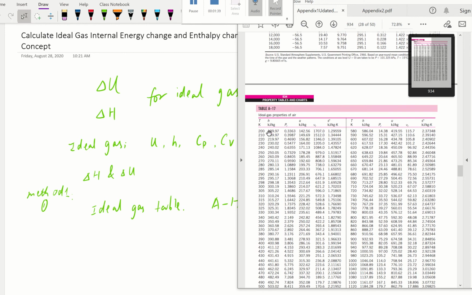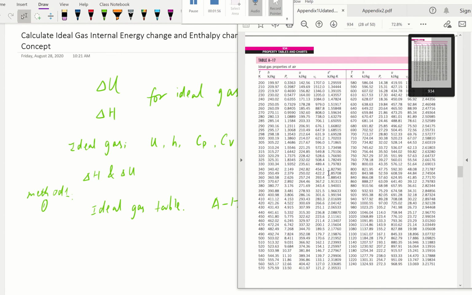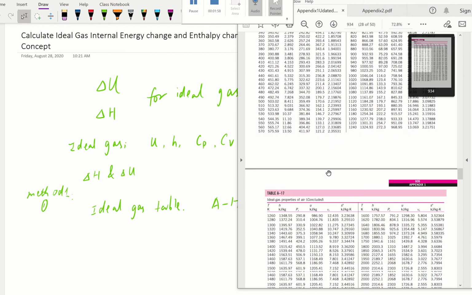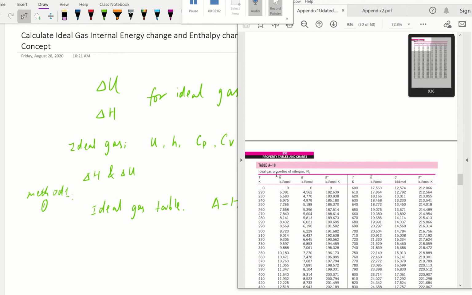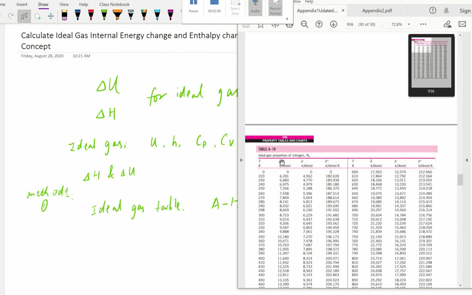In this table, you have only temperature in this column, and H and U depend on the temperature. Then you can find the corresponding internal energy and the corresponding enthalpy. A17 is air. Now let's look at A18. A18 is also ideal gas, but now it's nitrogen.